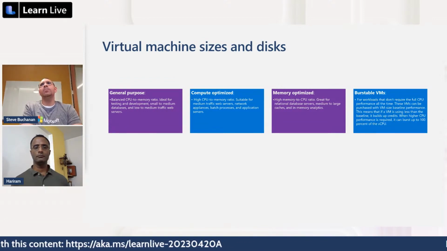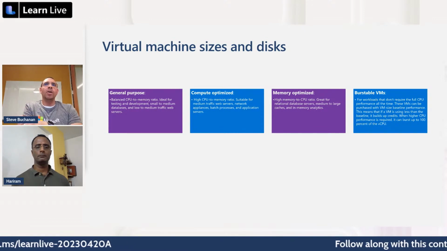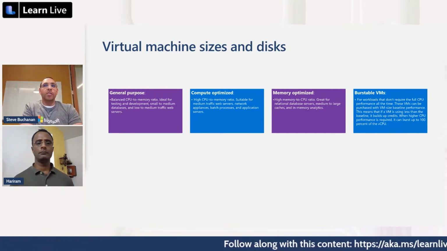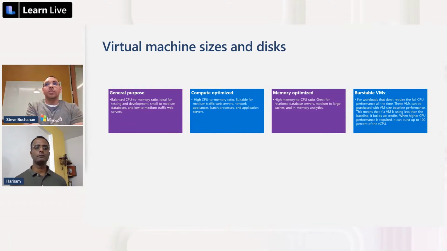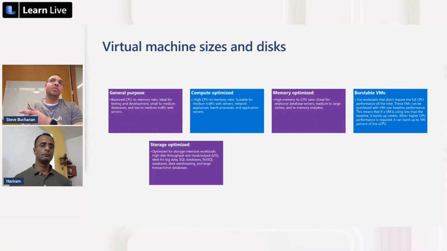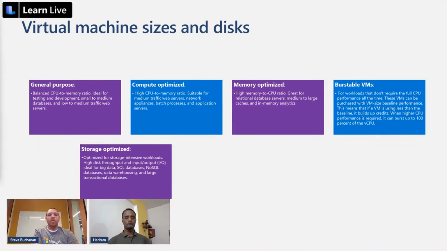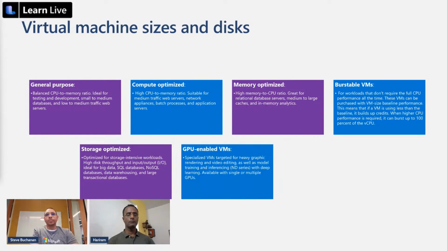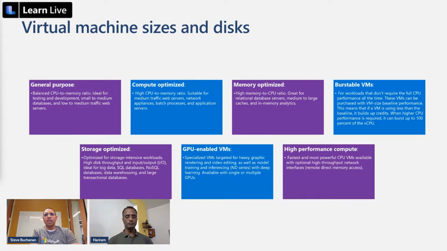And then there are burstable VMs. Maybe you just need VMs that are small, but when there's a burst, you want those VMs to add resources so they can handle the workload. So you have a smaller cost during the times those VMs aren't bursting, but when they burst, the cost goes up temporarily. Storage optimized is for workloads that are very IO intensive, like database workloads. You'll want to use a storage optimized VM. And then there's even GPU enabled, and high performance compute if you have that need as well.